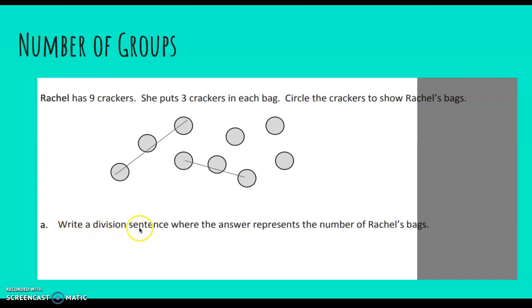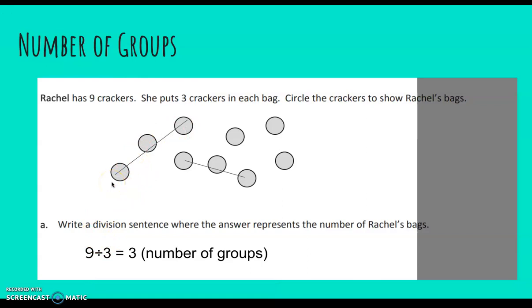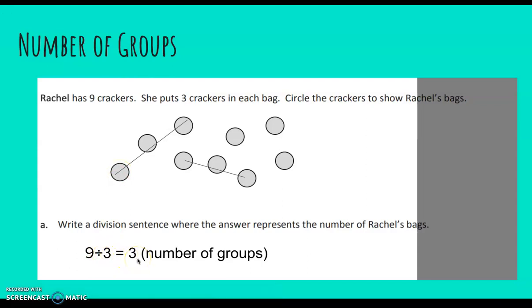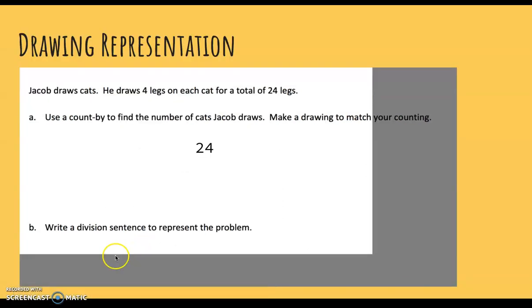It says, write a division sentence where the answer represents the number of Rachel's bags. So the question is asking us to write this in a division sentence, which is 9 divided by 3. 9 is the total number of crackers, and we're going to divide them into 3 different groups, and we divide by 3 because in each group we have only 3 crackers. And we found out that there are 3 groups of 3. Let's move on to the next question.